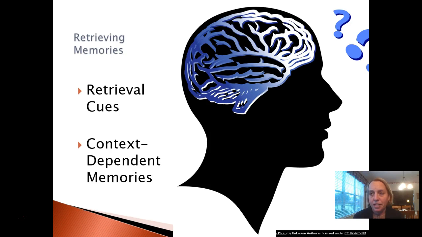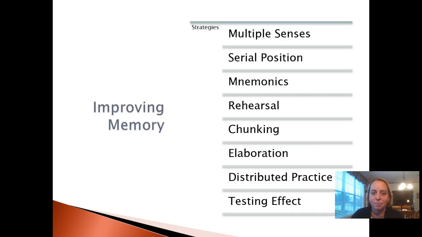Context-dependent memories means that we kind of remember things when we're in the same context. And this may come into play. Do you ever go into a room and you forgot what you were looking for, but then when you went back to where you were, you could remember exactly what it was that you were looking for? It's kind of like the environment helps us recall different things.